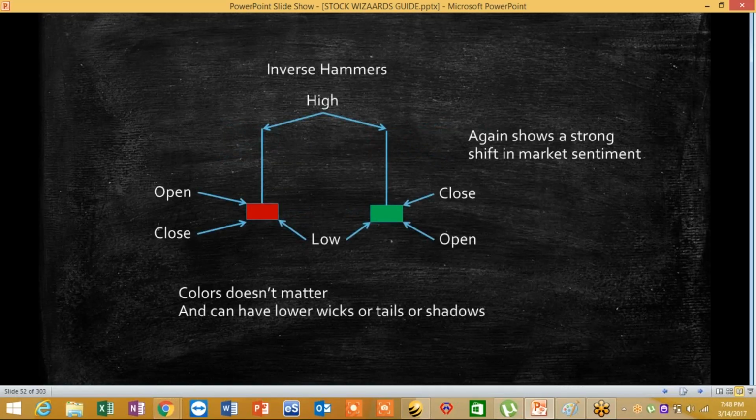These are inverse hammers. What we saw now, this is the opposite of that. It can have a shadow, a lower wick or a tail also. That means there could be a line like this below this. Then also it is a hammer or inverse hammer. Did you get this point? Okay, just a second.